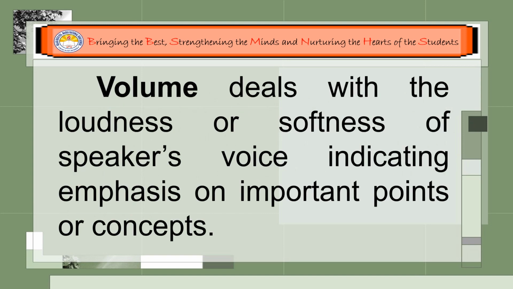Next criterion is the volume. It deals with the loudness or softness of the speaker's voice, indicating emphasis on important points or concepts. As a speaker, we have to avoid monotone so that we may be able to give emphasis on important points or concepts or the highlights of the given text.